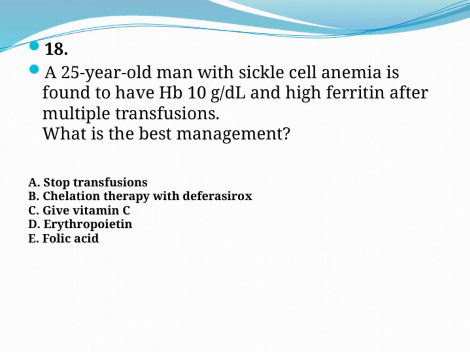Let's discuss the best management options for this 25-year-old man with sickle cell anemia who has developed high ferritin levels after multiple transfusions. First, stopping transfusions altogether can be considered, especially if iron overload is a concern, but it's not always feasible if transfusions are still necessary for managing his anemia.